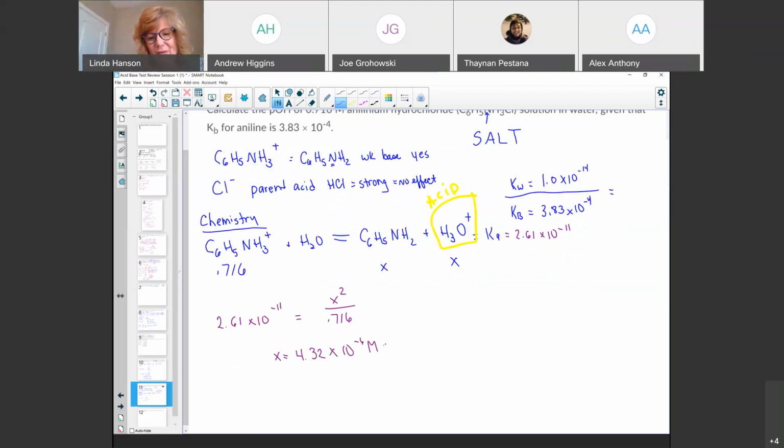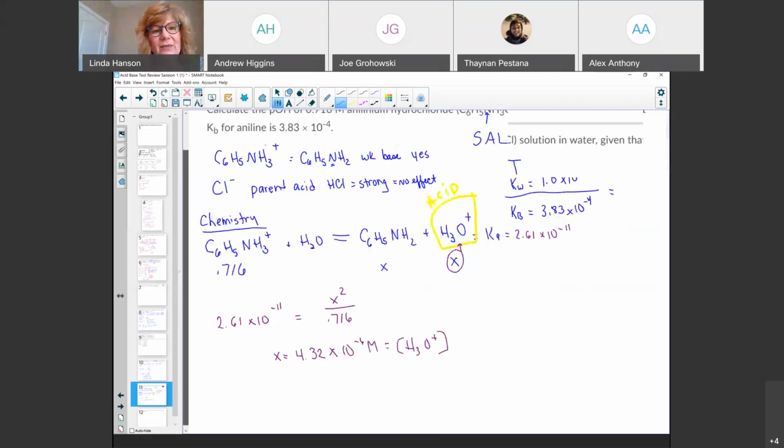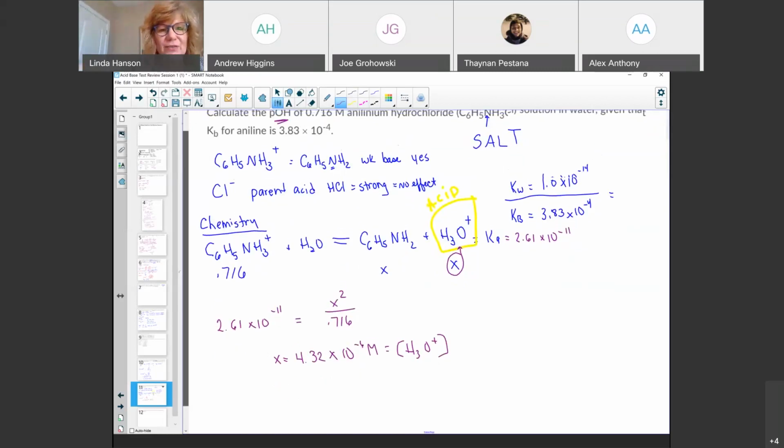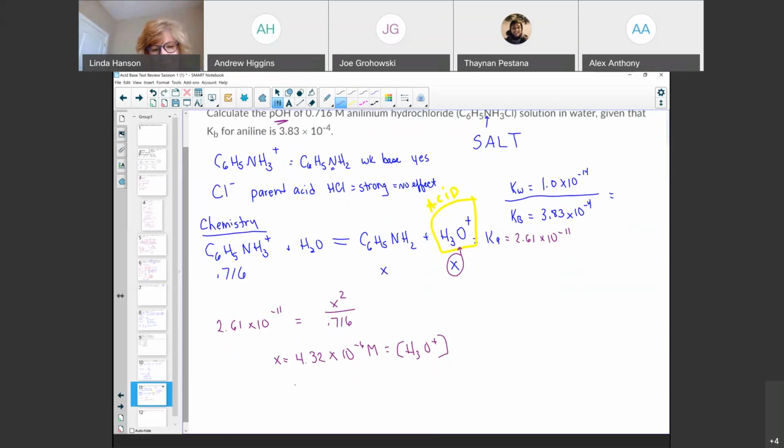But do you remember, we let X be hydronium ion concentration. That's what X is, right? Hydronium ion. And what were we really being asked for? We're not done yet, right? We need the pOH of our solution, just to scroll back up, right? We needed pOH. So almost there, but not quite.